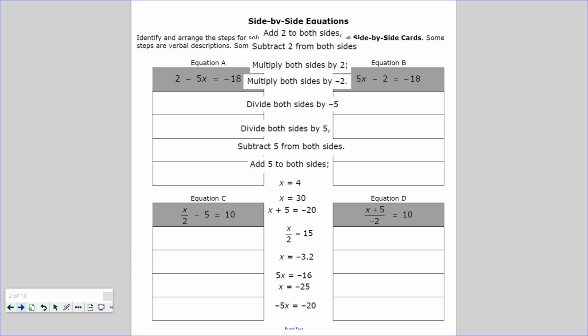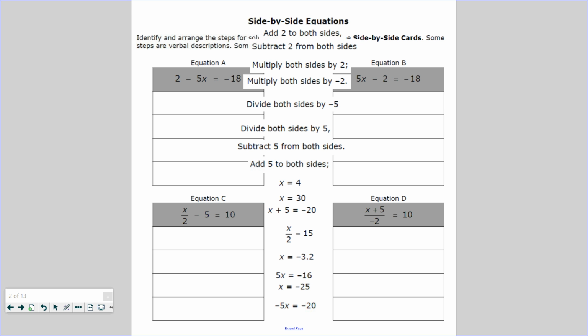So in this activity, you are going to identify and arrange the steps for solving each two-step equation. Let's look at this first one right here. 2 minus 5x equals negative 18. Or I could start with 5x minus 2 equals negative 18, or x divided by 2 minus 5 equals 10, or x plus 5 divided by negative 2 equals 10.